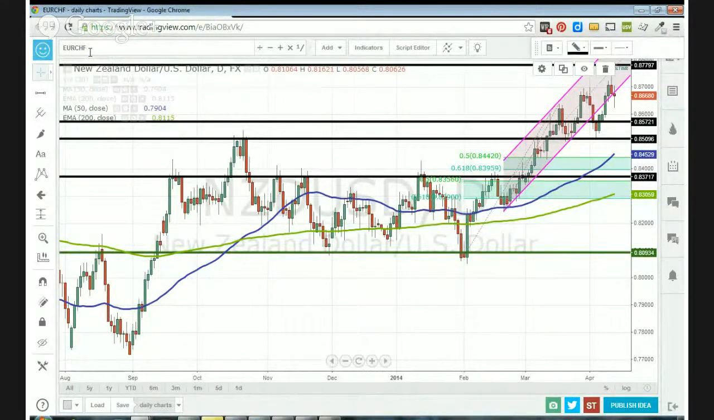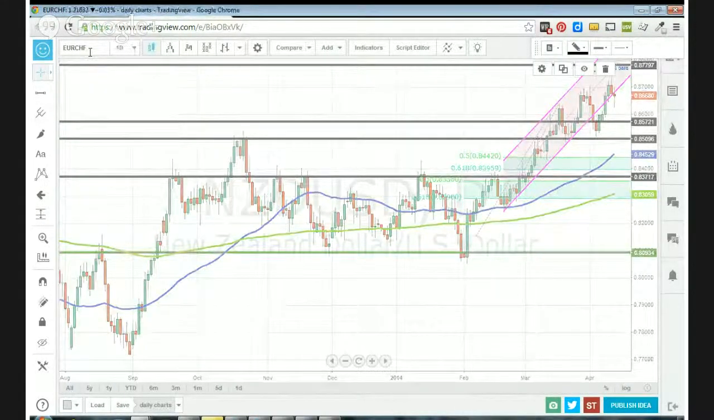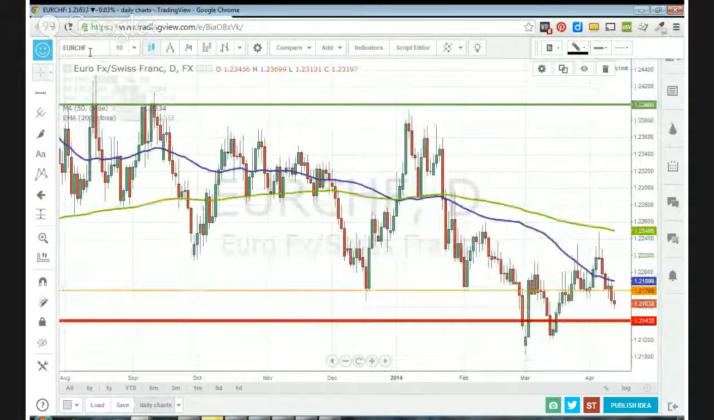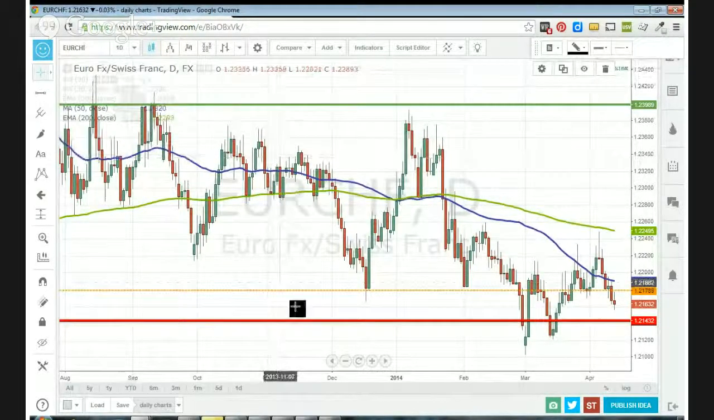So when a position is live and at break even, that means my stop has been moved to break even, and the position is currently floating in the money. I haven't closed it, but my stop is at break even. So here you can see right now Euro Swiss.